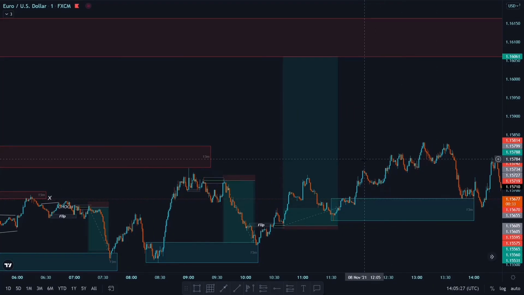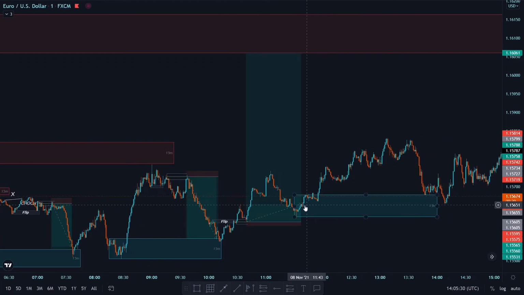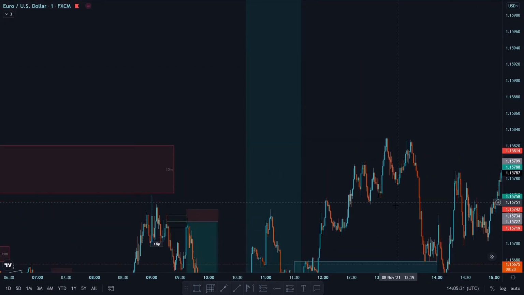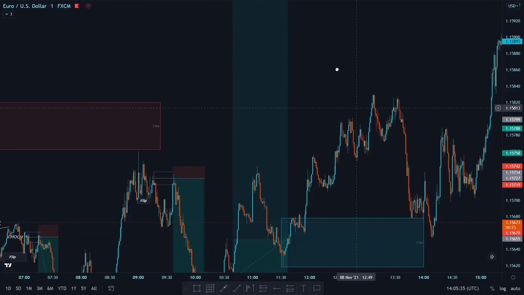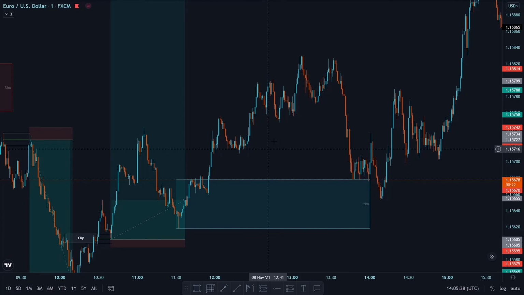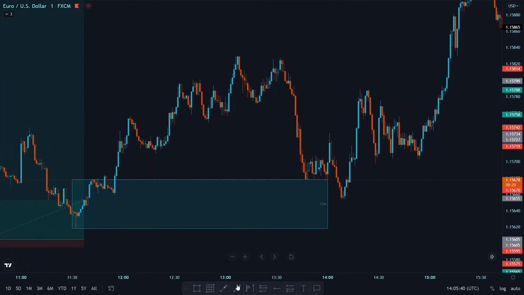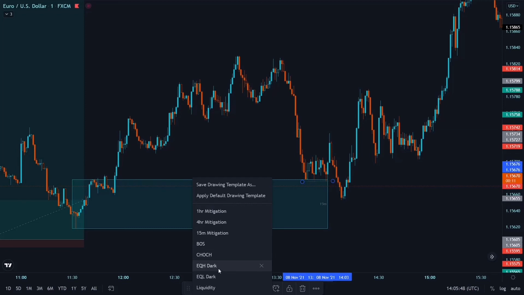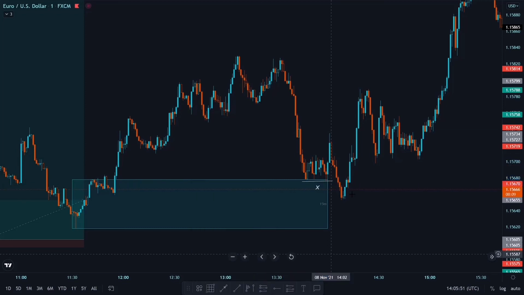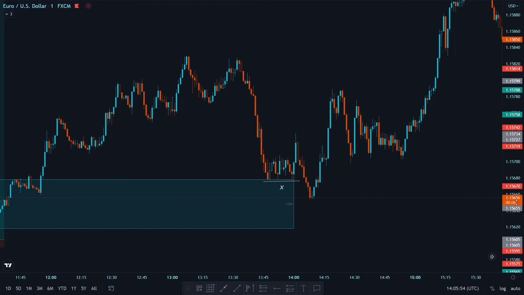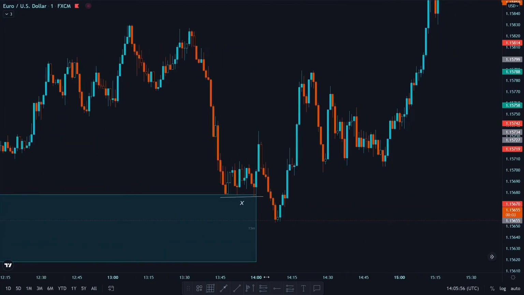Also, I have scaled in here. We create another 15-minute point of interest, and what happened is we tap into our point of interest. Before that, we generate some liquidity. We swap this liquidity, then we have our supply zone here.